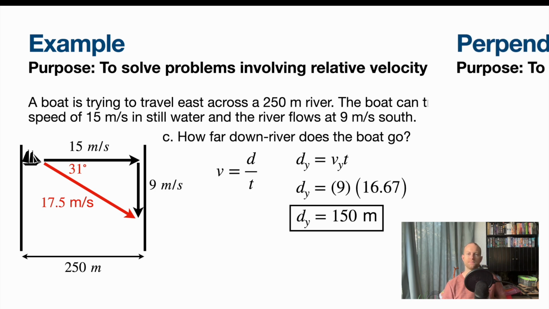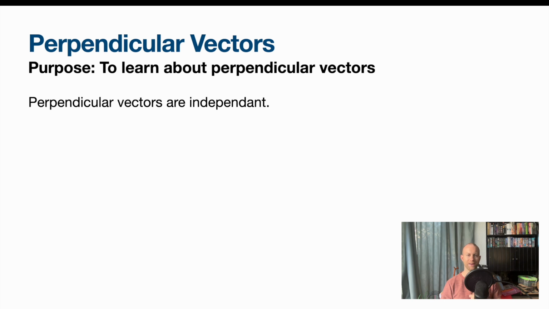That's a distance. So what I stated before, and it's important to know, perpendicular vectors are independent, meaning your x direction and your y direction, they don't affect each other. So what happens sideways, as the boat goes sideways, is not affected by what happens when the boat gets pushed down by the river. The speed at which the boat crosses does not affect the speed of the river.